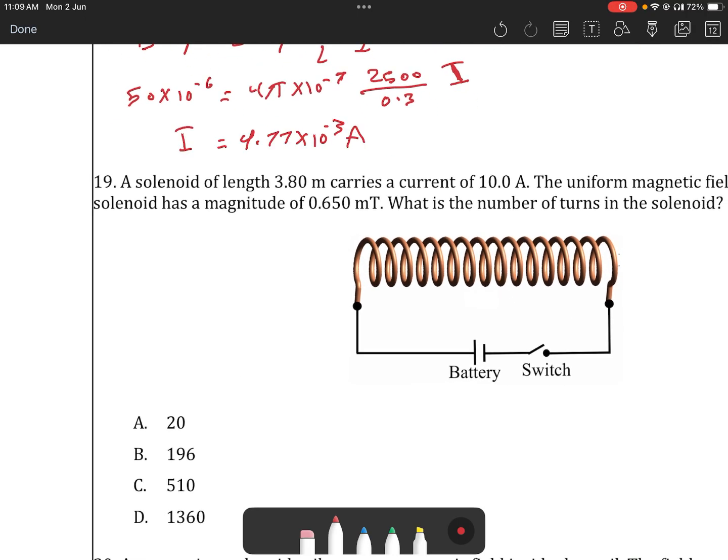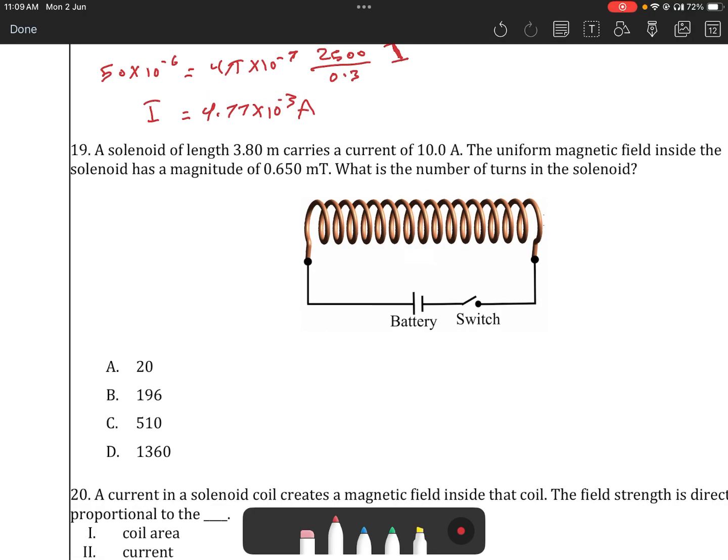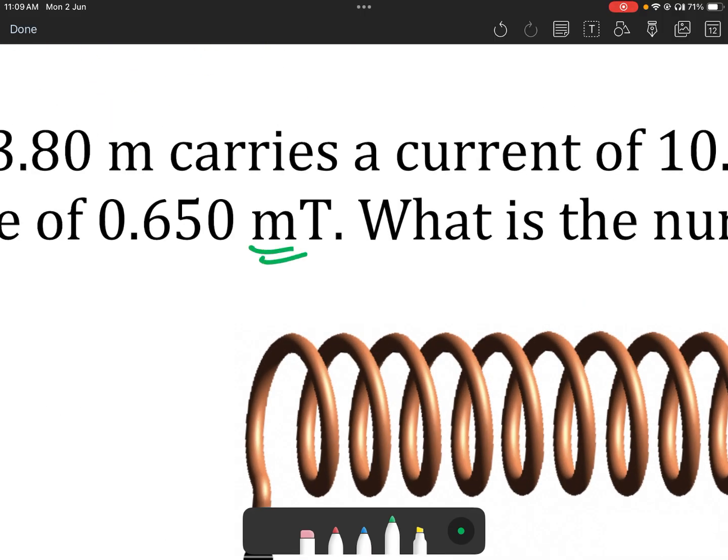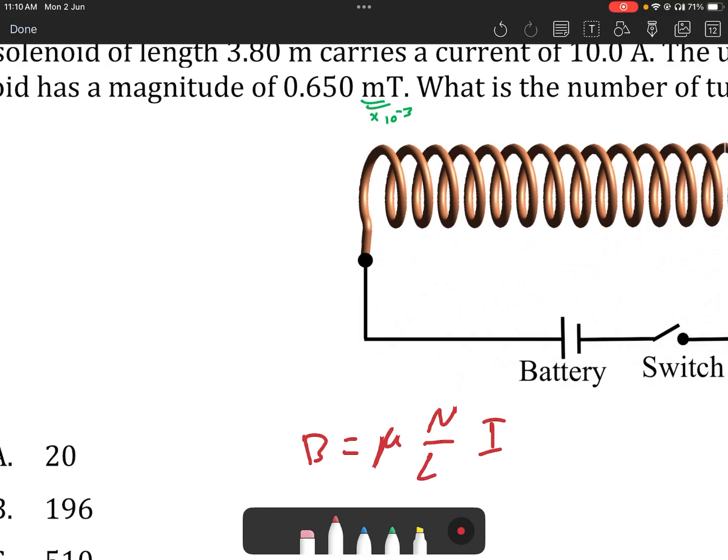Same situation here. We need to find the number of turns. So we will use B equals mu times N capital over L times I. We have B, we have mu, we have I, and L. We need to find N. So let's substitute, but first millitesla. Millitesla is 10 power negative 3.